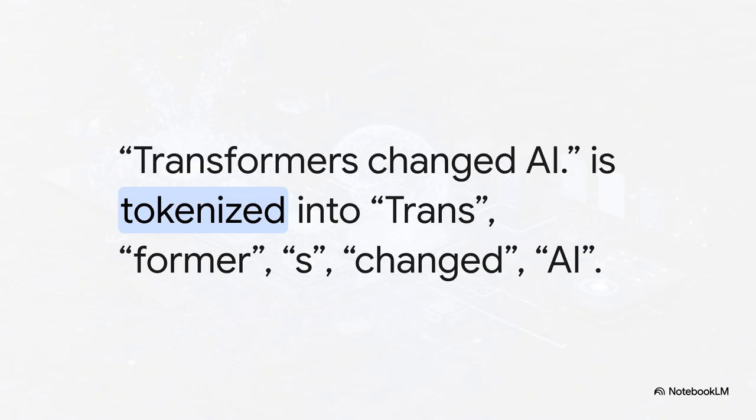So, for example, the sentence, "Transformers changed AI," isn't seen as four words. Instead, an algorithm breaks it down into tokens like "trans," "formers," "changed," and "AI." By using these subword pieces, the model gets this incredible flexibility. It can handle words it's never even seen before, just by breaking them down into familiar parts. And that is way more effective than trying to memorize every single word in a language.